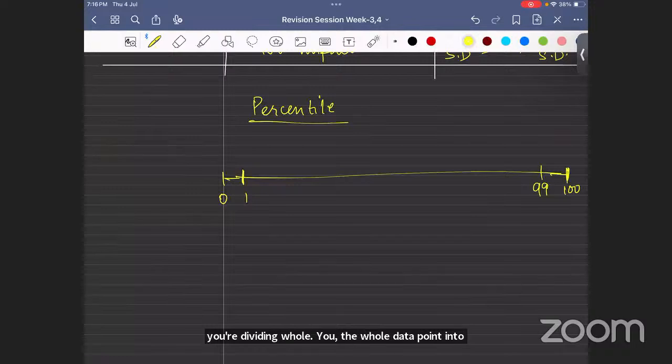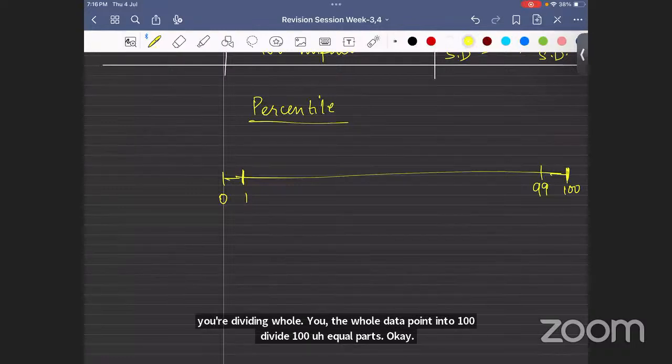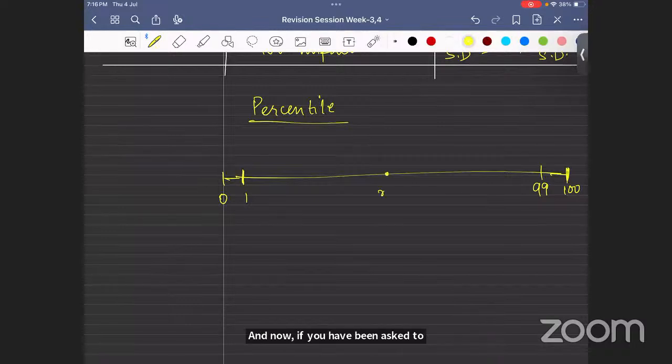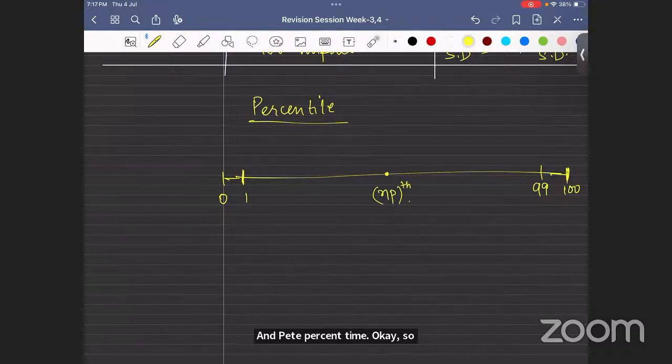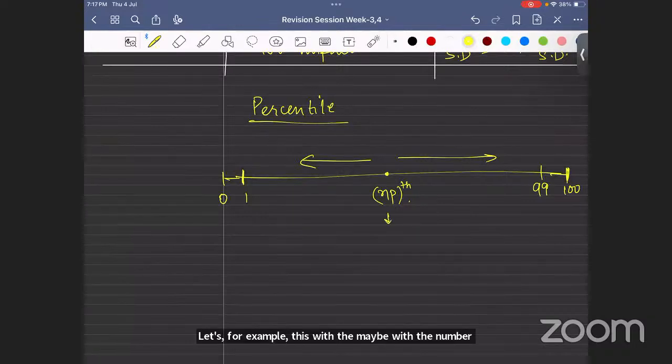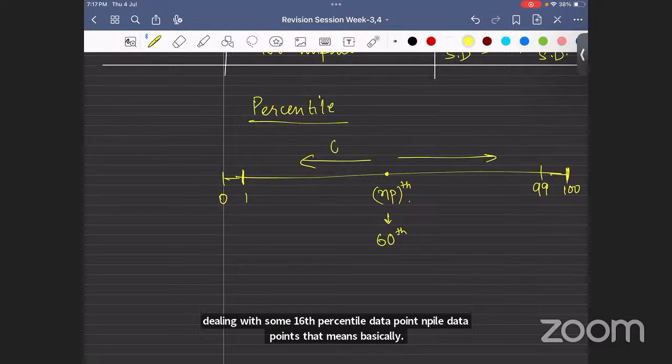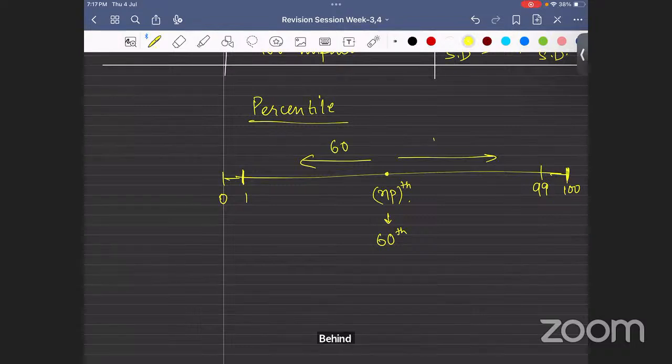equal parts. Okay, and now if you have been asked to calculate the percentile and you have been given something like the nth percentile, this basically means that on the left side you will have some data points, and on the right side you will have some data points. For example, with a number you'll understand it better. If you are dealing with the 60th percentile data point, that basically means that behind you have 60% of your data points, and on the right side you have the remaining 40.